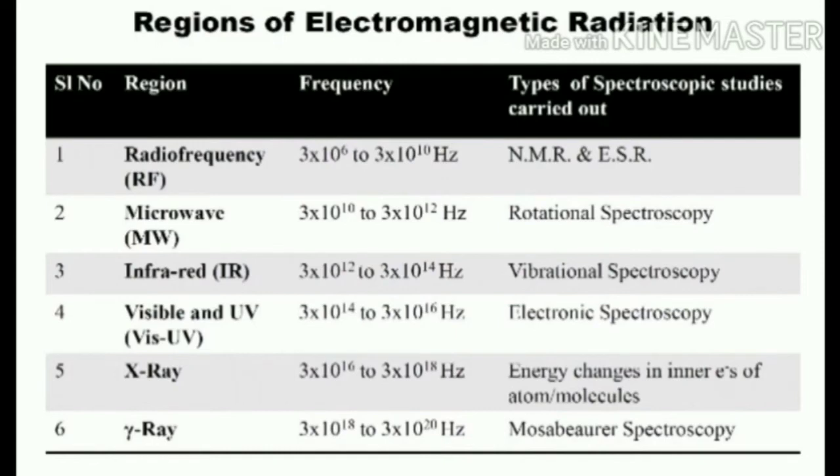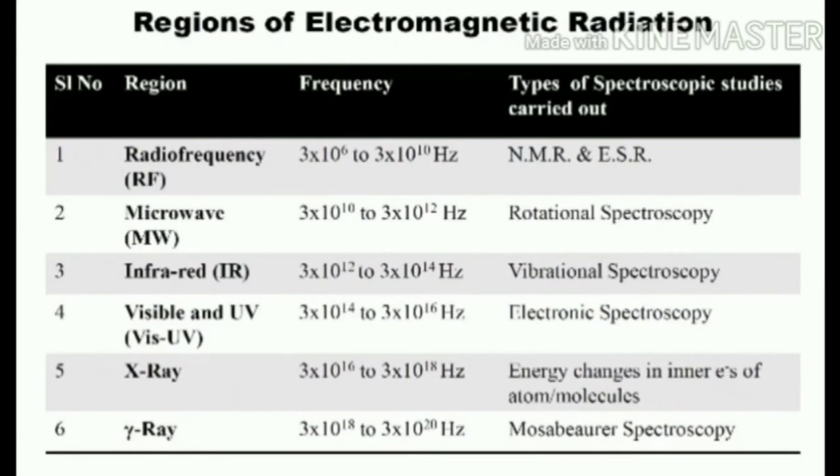It is followed by the IR region, where the frequency range is 3 into 10 to the power 12 to 3 into 10 to the power 14. The fourth one is the UV-visible region, where the frequency lies between 3 into 10 to the power 14 to 3 into 10 to the power 16. The fifth one is the X-ray region, where the frequency lies between 3 into 10 to the power 16 to 3 into 10 to the power 18.